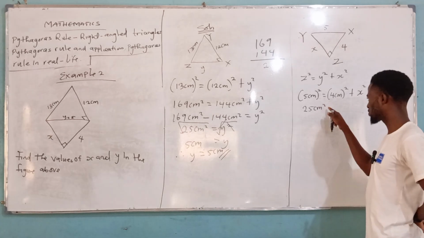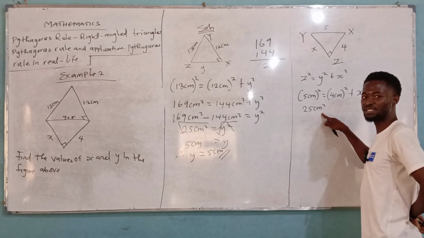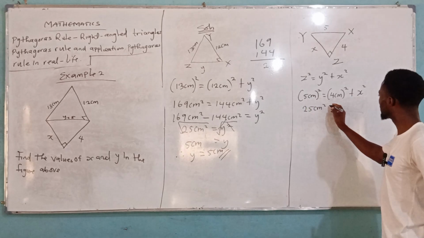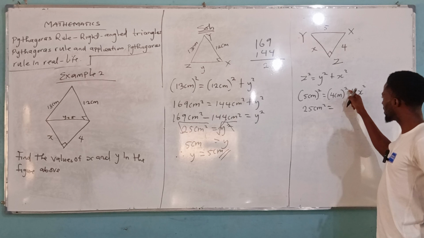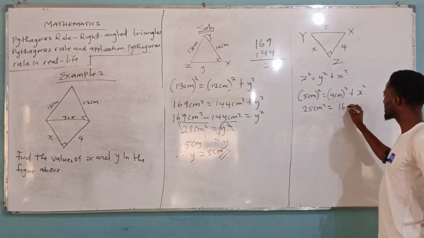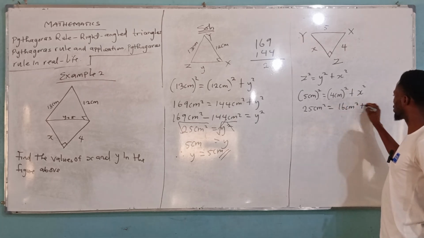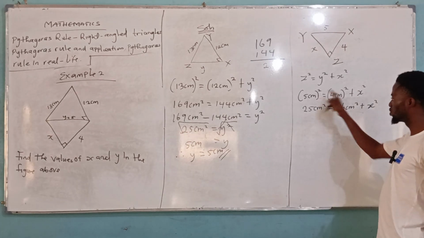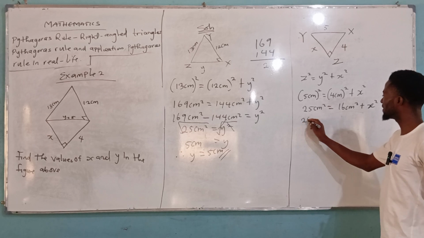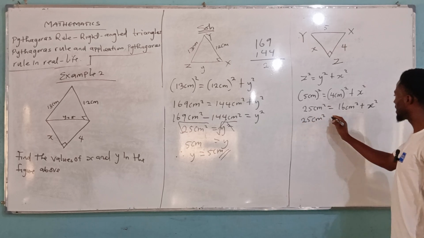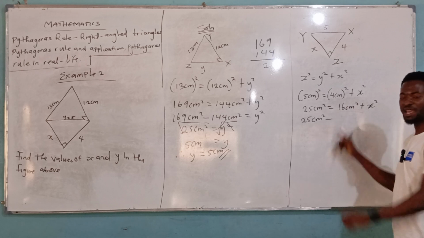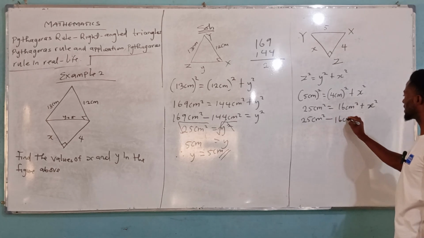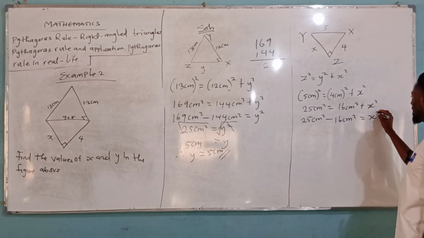In this case, you know that the square here is only on the centimeter, not on the 25, because the square has already taken effect on the 25. So which is equal to the square of this, we now have 16 centimeters square, plus x square. We will now collect like terms. So collecting like terms, this goes to the other side. So we'll have 25 centimeters square minus, this is positive here, as it crosses the equality sign, it becomes negative. Minus 16 centimeters square, which is equal to x square.